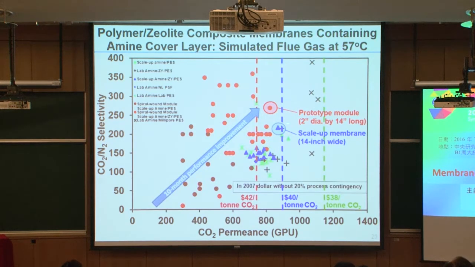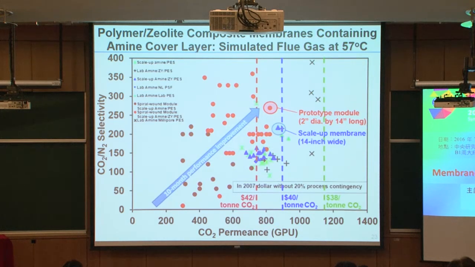Even with the prototype module, we can achieve very high selectivity, more than 200. Actually, we only need about 140 selectivity, and then we can use it for CO2 capture. And the permeance we got up to more than 800 GPU, which is pretty good.